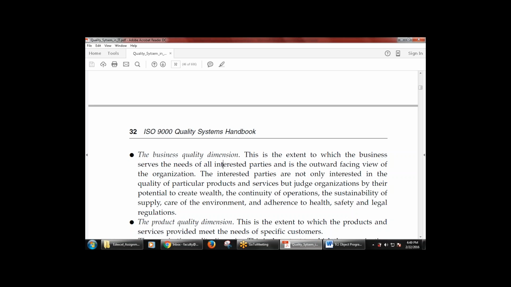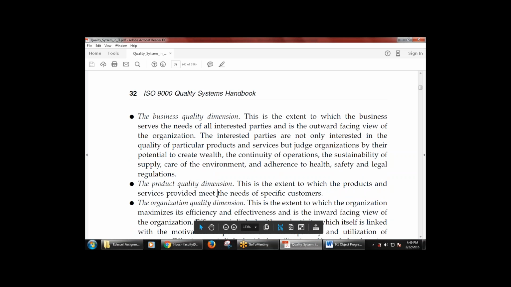Then the next dimension, that is the product quality dimension. One is the business, where from the business point of view there are multiple interested parties available. That is the business quality dimension. Then there will be a product quality dimension also. That is the extent to which the product and the services provided meet the needs of the specified consumer. So whatever the need of the consumer, that will be specified by the product quality dimension.